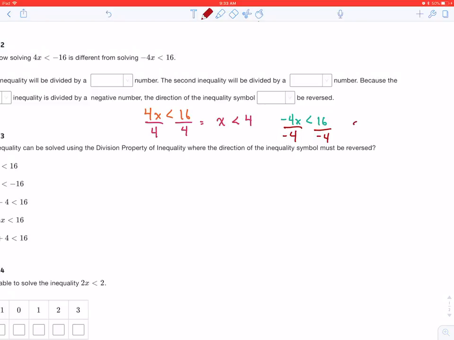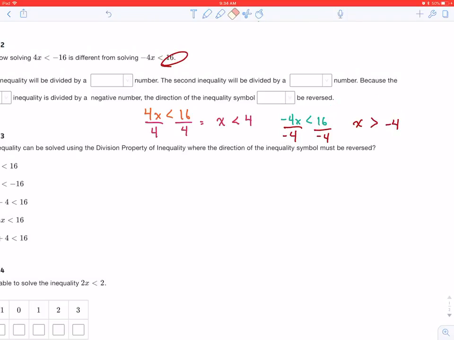And now I've got x on my left side, because negative 4 divided by negative 4 is 1x. And then 16 divided by negative 4, that's going to be a negative 4. And so this went from being a positive number to being a negative number. This positive 16 turned into a negative 4 because we divided it by a negative number. And whenever that happens, because the sign of the numbers changed, we also need to flip the sign in the middle, so that less than is now read as greater than.